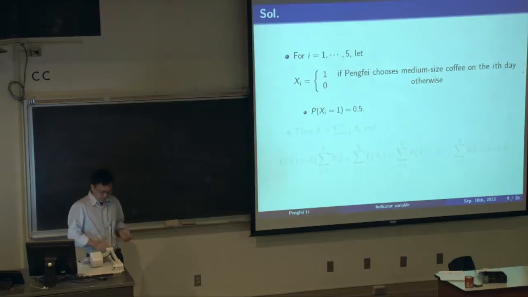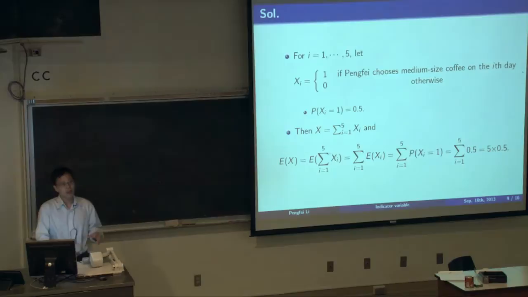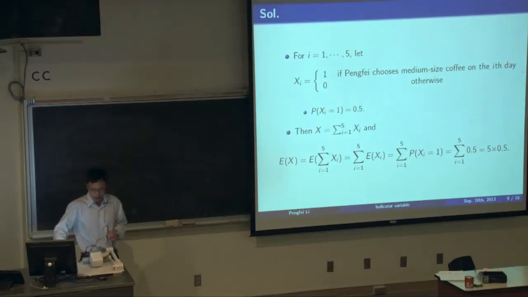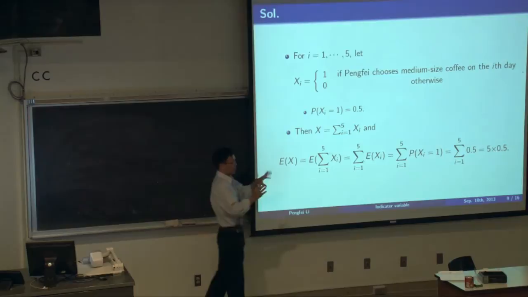Now, what we can easily get is that the probability of Xi equal to 1 is just equal to 0.5, because I have two choices, medium and small, and each has 0.5 probability. After that, the next step is to express X as the summation of Xi. You can say Xi is the number of medium-sized coffees I drink in one day. If we take the summation, then we get X, the number of medium-sized coffees I drink in 5 days. Once we figure out this part, the following is just some calculation.